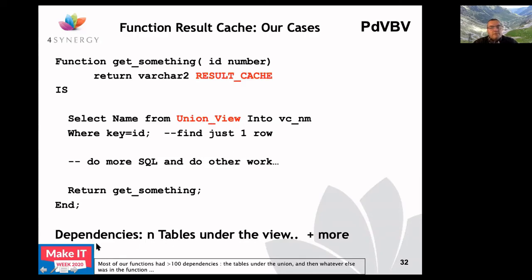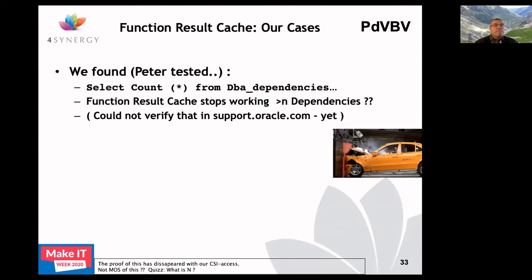And that is where the problem is. The dependencies of this function were those 136 tables under the view and a bit more, so a typical dependency would be about 140 objects. That's interesting. My colleague Peter finally came up with a test, and he said, let's look at DBA_DEPENDENCIES and whether that has an impact on the result cache. Does it maybe stop working over a certain number of dependencies? We looked at Oracle Support, and this was in 2015 or so, quite a while ago, and there was no trace of that problem yet.